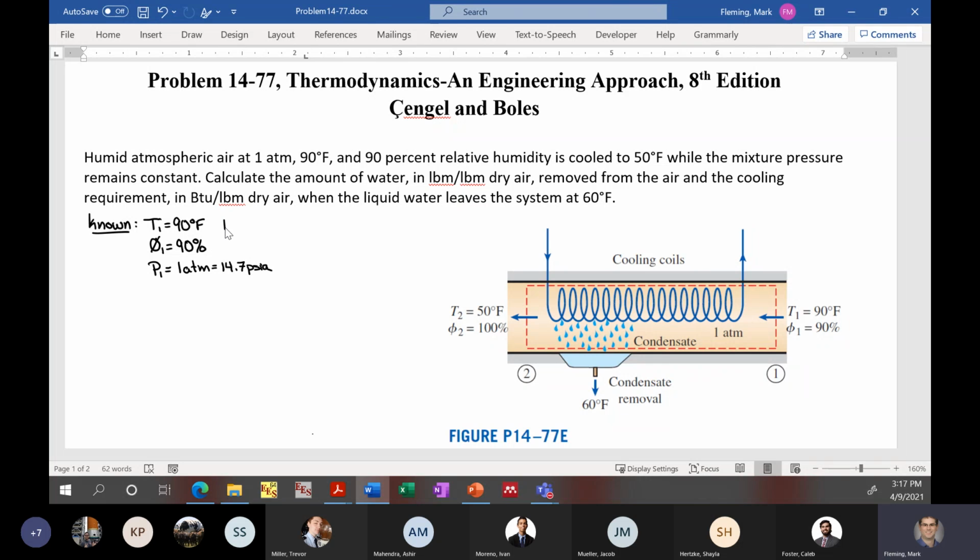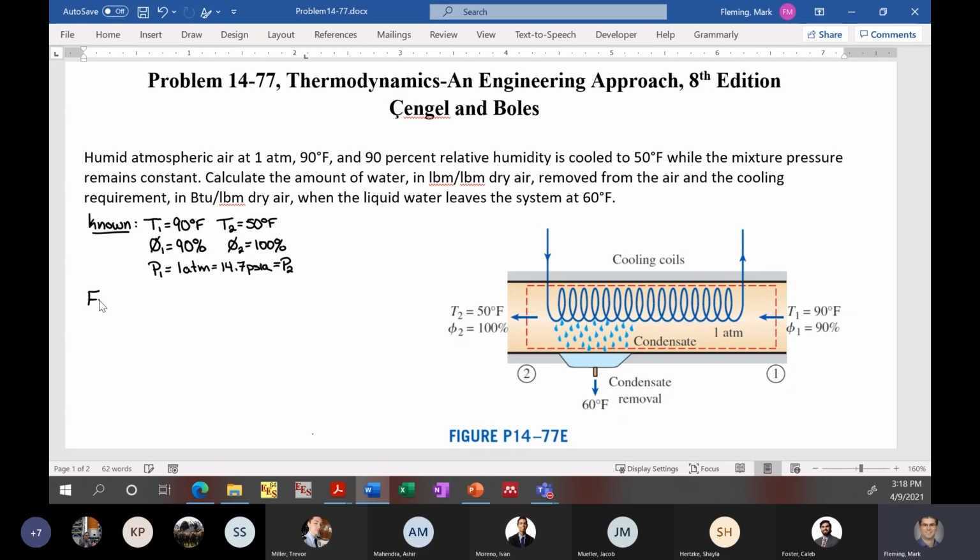In terms of state 2, we are given the second temperature. T2 is going to be 50 degrees Fahrenheit. And we're also given that we are going to have condensation. So when we know that there's condensation happening in a cooling process, we know that the exit state is going to have a relative humidity of 100%. Now, if we look at the picture, it also tells us that in a given format, so something to pay attention to. In terms of the pressure, we know that the mixture pressure will remain constant, and so P1 will equal P2 for this setup. So that is what we know.